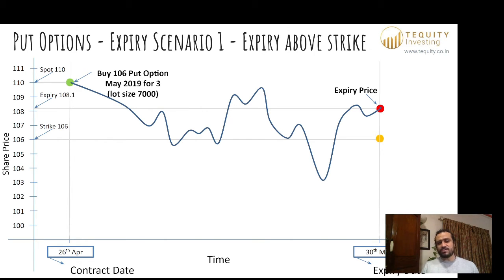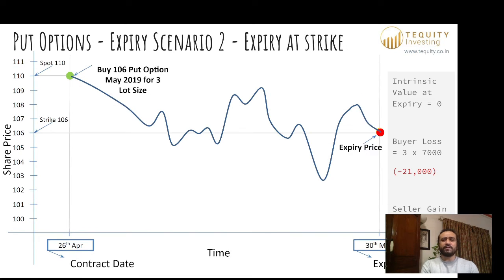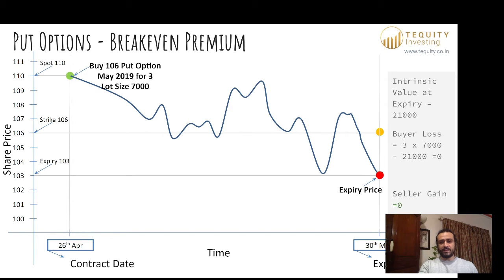So this option has no intrinsic value because a put only has value if it falls below. Call has value if it goes above, put has value if it falls below. So this option is worthless. Intrinsic value at expiry is 0. So the buyer loses all of his 21,000 rupees of premium and the seller pockets all of the premium. Next scenario, we'll check out the same spot 110, strike 106, one lot for 3 rupees or 21,000 premium paid. Expiry occurs at the strike price. Here, the intrinsic value of the option is 0 at expiry. Like the previous example, the buyer stands to lose all of his 21,000 rupees worth of premium and the seller gains all of the premium.